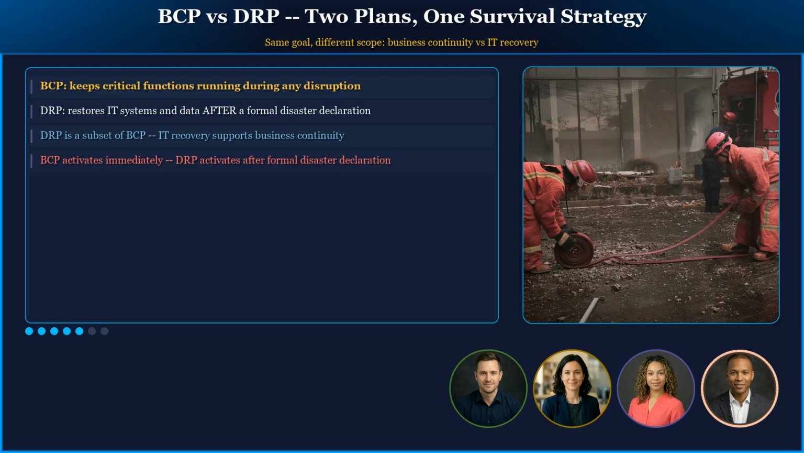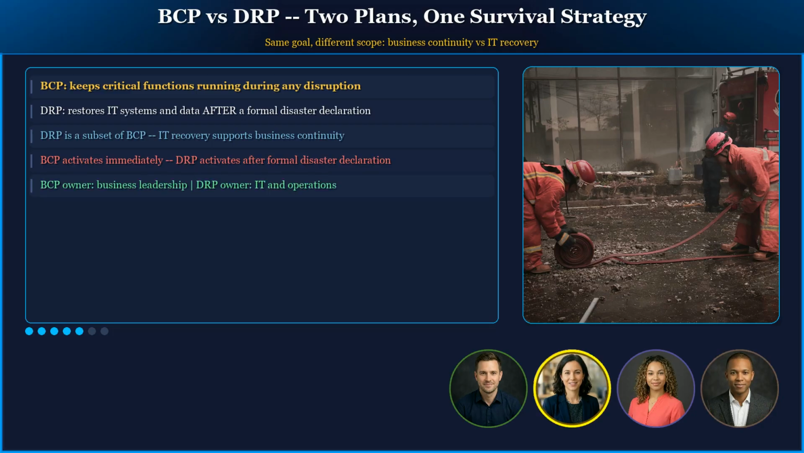Disaster recovery plan is the disaster recovery plan. It is specifically about IT restoring systems, applications, and data to a functioning state after a declared disaster. Disaster recovery plan is a component of business continuity plan. The two plans are not parallel tracks. Disaster recovery plan plugs into business continuity plan as the technology recovery layer.